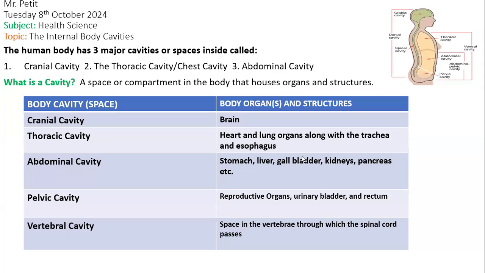Yes, sir. Tell me the three major cavities that we have. Thoracic, cranial, and abdominal cavity. Very good. Rashan Cartwright, where's Rashan Cartwright? What are the three major cavities that we have?